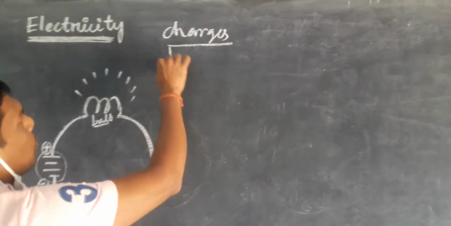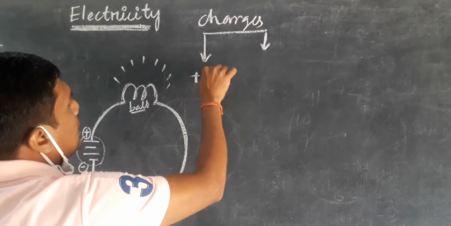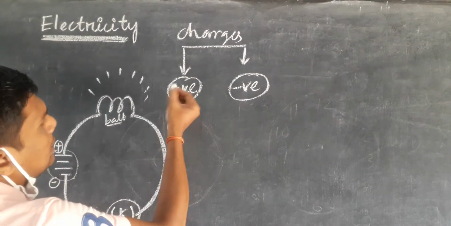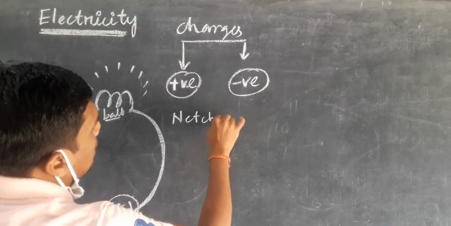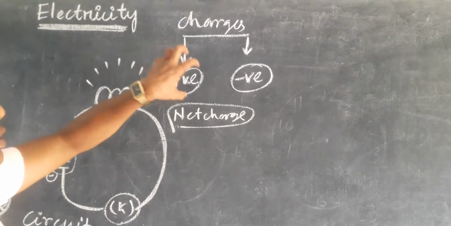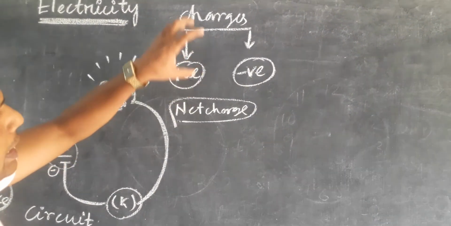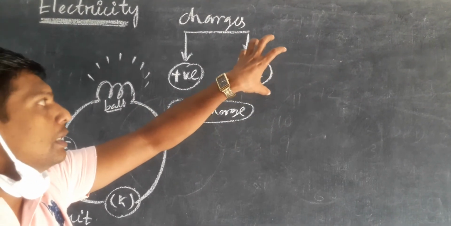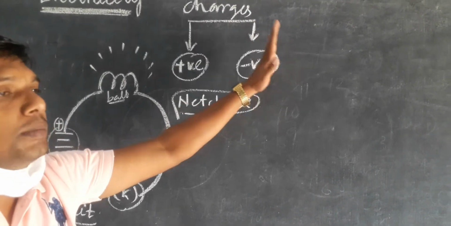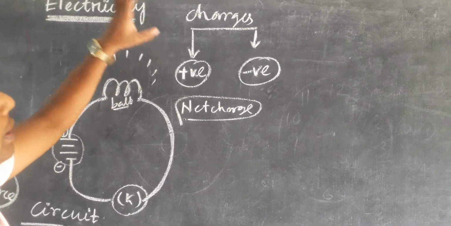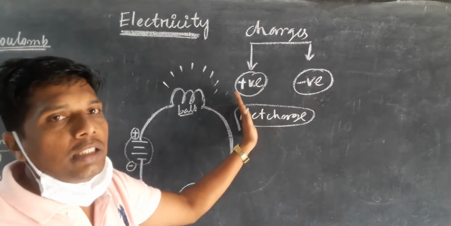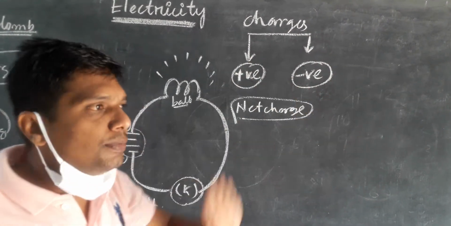Charges are of two types: positive charge and negative charge. Positive charge means the net charge is positive, that is, the number of protons is maximum. Negative net charge means the number of electrons is maximum. When the number of electrons becomes maximum, it becomes negative charge, and when the number of protons becomes maximum, it becomes positive charge. So there are two types of charge: positive charge and negative charge.